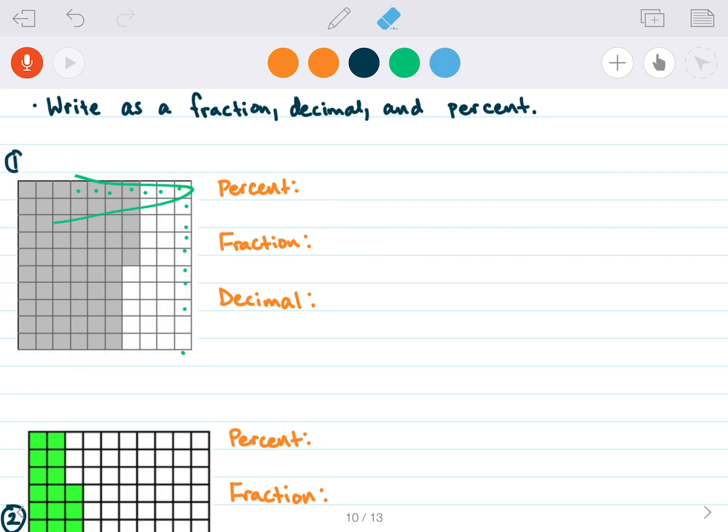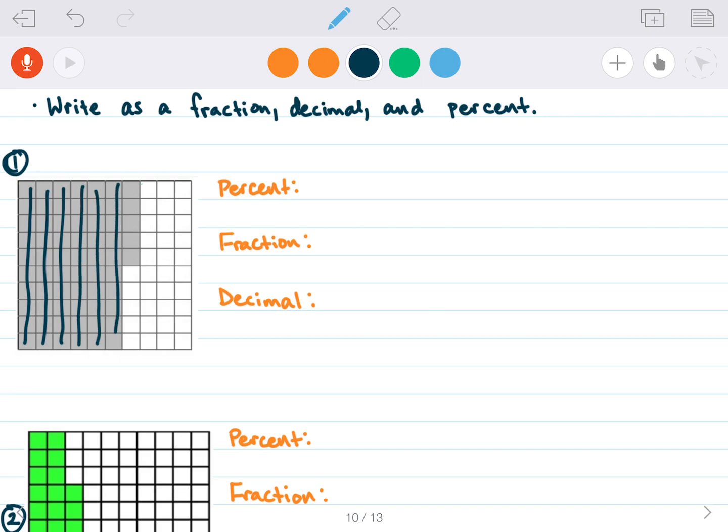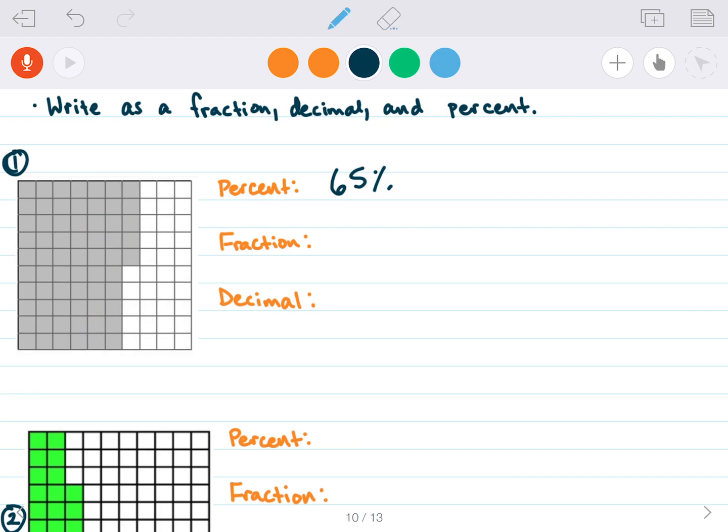So as a percent, since there are 100 total squares, we count the number of squares that are shaded. Each of these columns is 10. So this is 10, 20, 30, 40, 50, 60, 61, 62, 63, 64, 65. So this is 65%. 65 squares shaded per 100 squares. That's what that means. So as a fraction, we can represent this as 65 out of 100.